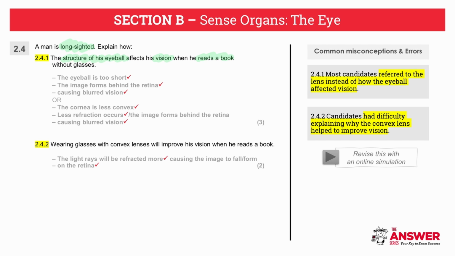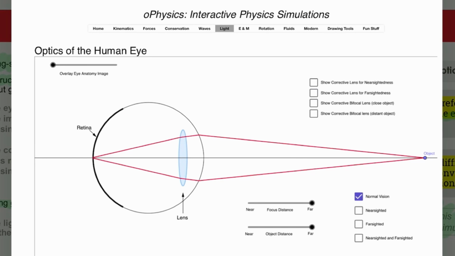So the diagnostic report mentions that most candidates referred to the lens instead of how the eyeball affected the vision. And question 2.4.2 also posed a problem by learners not being able to explain how the wearing of convex lenses could improve the vision of this man when he reads a book. So the best thing to do is to revise this with an online simulation that we've included. We'll open up the simulation.